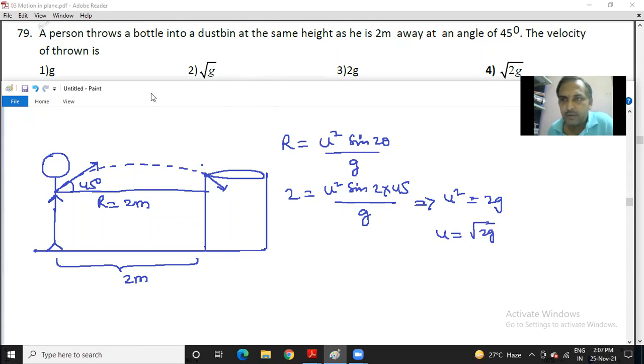In my next video, I'll continue with a few more equations which are associated with oblique projectile motion.